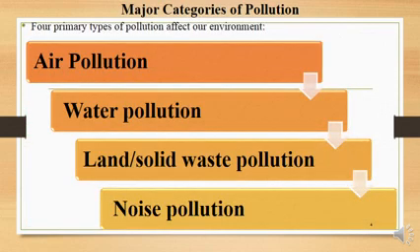So we want to look at the major categories of pollution. We have four primary categories of pollution which affect our environment. We have air pollution, water pollution, land or solid waste pollution, and noise pollution. So we look at them.